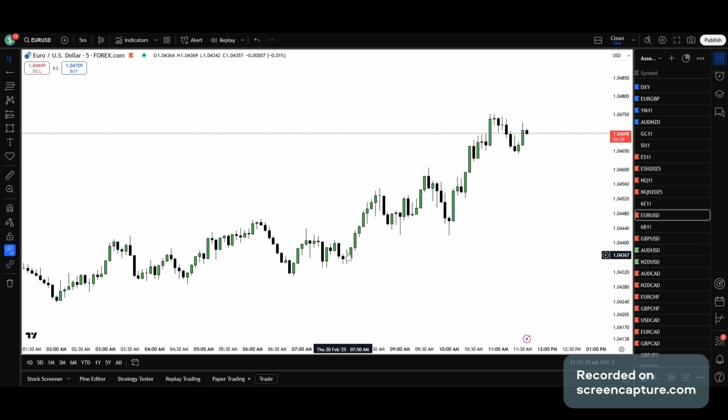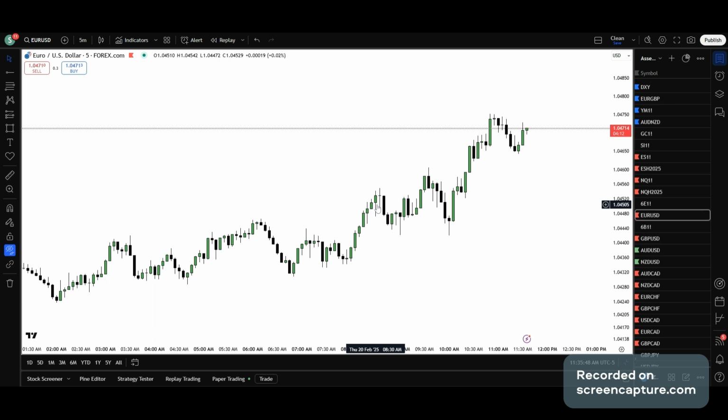It started to spool higher. So we get this nice 5-minute displacement, and with that 5-minute displacement, it leaves behind a fair value gap here, a fair value gap here, a bullish order block here. And so I was ready to buy. I bought right around here.